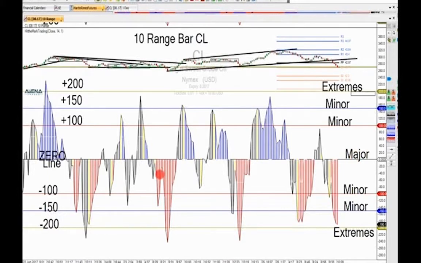So if I'm below it, I've got a downward bias. If I'm above it, I've got an upward bias. The 100 line is minor support resistance, and 150, and we say we're in extremes at 200. And then again, if we are in a downtrend, we've got minor support and resistance at minus 100, minus 150, and at minus 200, we just say we're at extremes.